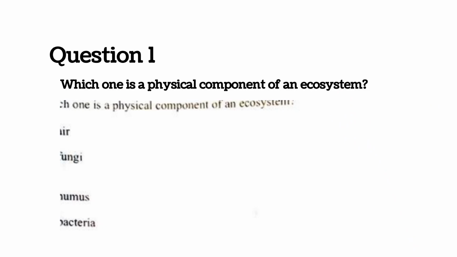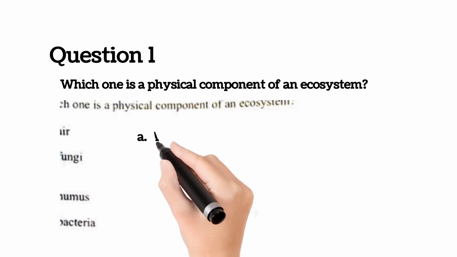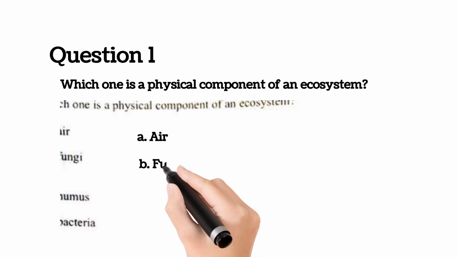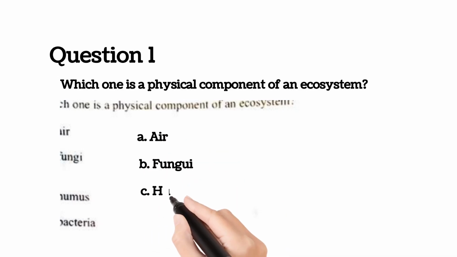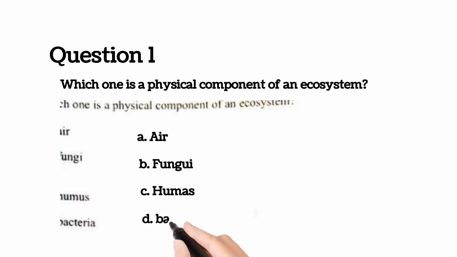Okay, so it's one question, four multiple choice options. The question itself is, which one is a physical component of an ecosystem? Simple enough. And the options? The options are A is air, B is fungi, C is humus, and D is bacteria. Air, fungi, humus, bacteria. Okay. And the key term is physical component.